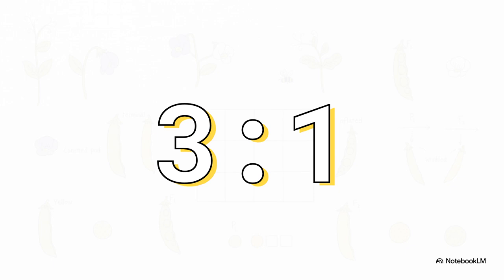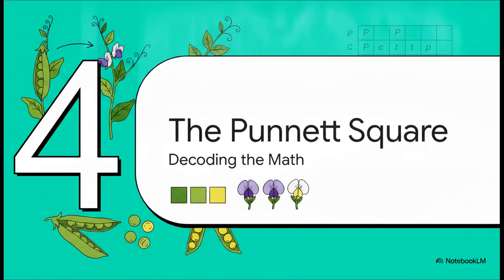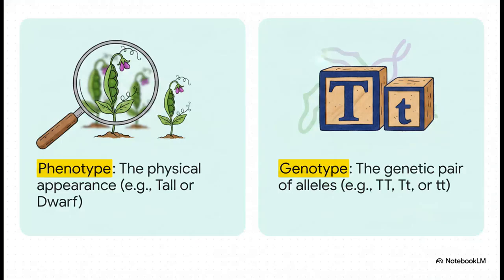And again, zero blending. So how did that math magically work out? Let's figure it out in Section 4, decoding the Punnett square. First things first, we need a little vocab to separate the outside from the inside. Based on what he saw, Mendel proposed that something stable was being passed down through the gametes. He called them factors, what we call genes today.